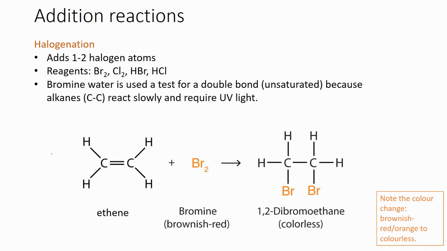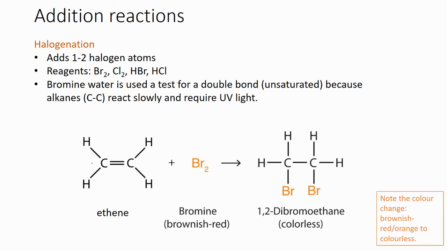The next addition reaction is halogenation. So that adds one or two halogen atoms to the molecule. So if it's Br2, it's going to add two bromine atoms. Cl2 is going to add chlorine. HBr is going to add hydrogen and bromine, and HCl hydrogen and chlorine. So this reaction can be used to distinguish between a carbon-carbon double bond and a carbon-carbon single bond.